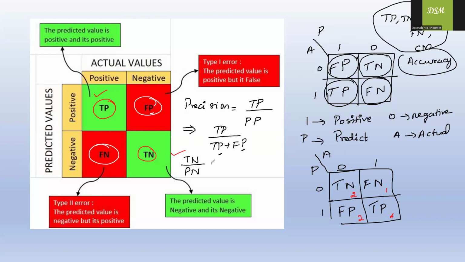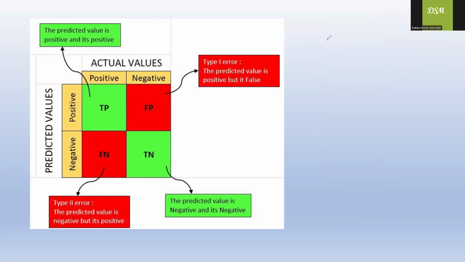So what is it for negative cases? TN divided by TN plus FN, predicted negative. So let me make it clear. True positive: predicted positive, and that's true. True negative: predicted negative, and that's true. False positive: predicted positive, but that's false. False negative: predicted negative, but that's false.